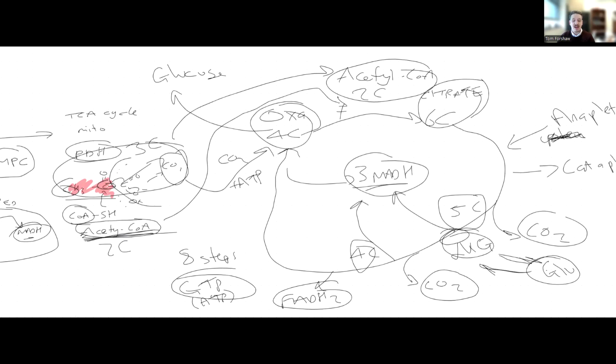There's an FAD reducing step to FADH2, which can also enter into the TCA cycle, very similar to NADH. And we're going to talk about that in a few weeks as well. You also do generate a GTP, which is easily converted into an ATP. There's 8 steps in total.